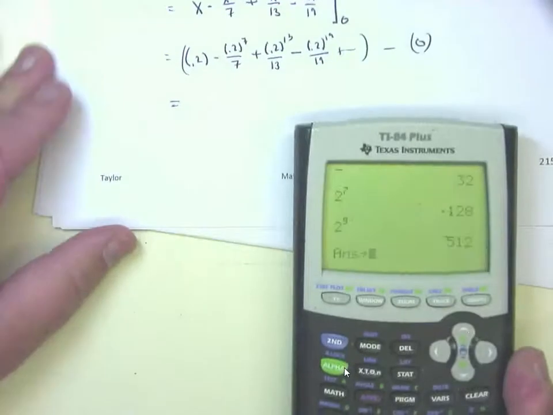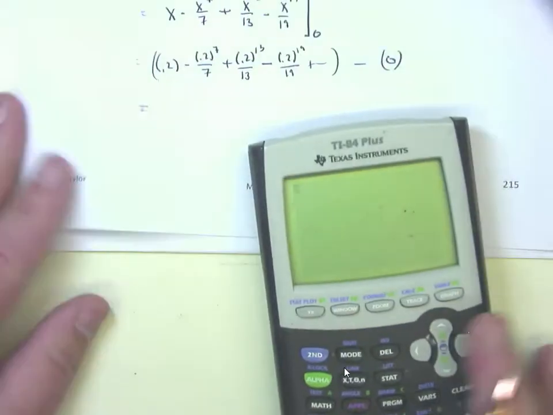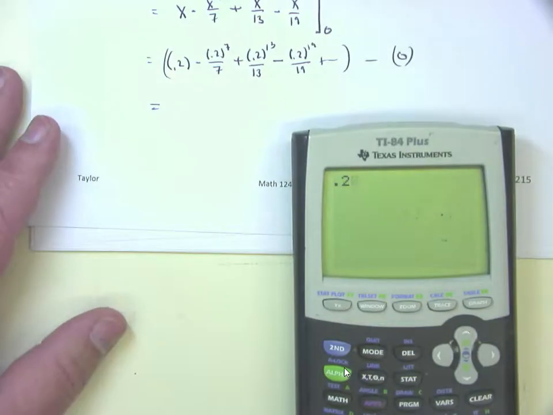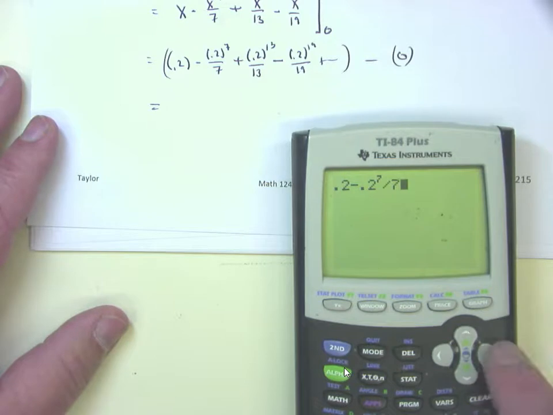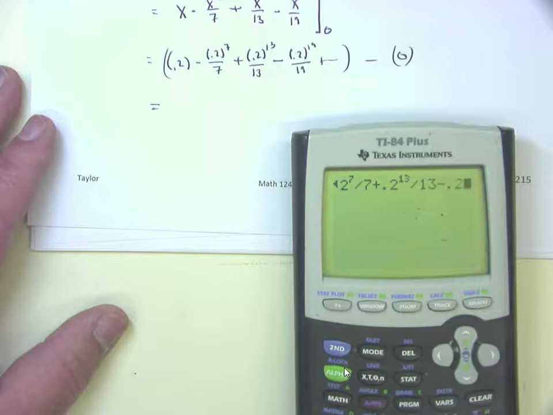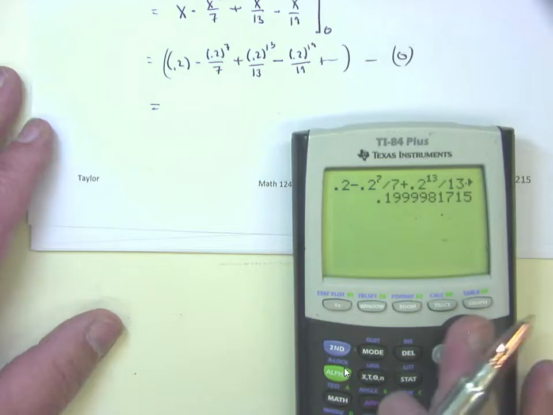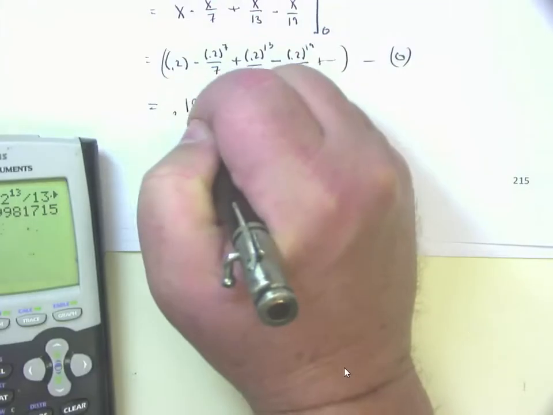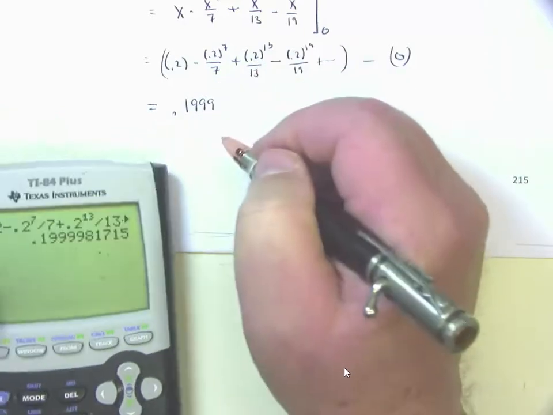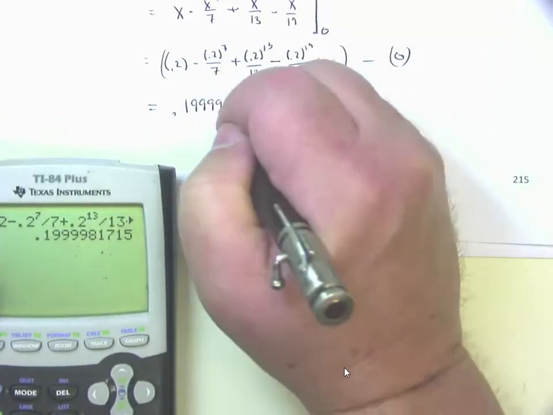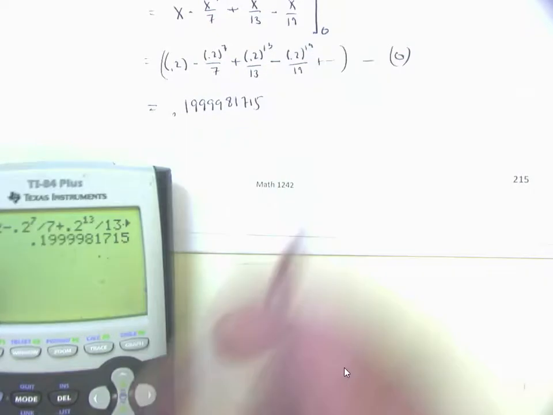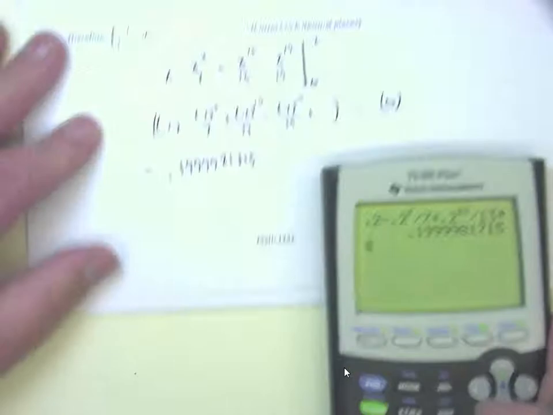So now, put it on a calculator, and I get 0.2 minus 0.2 to the 7th divided by 7 plus 0.2 to the 13th divided by 13 minus 0.2 to the 19th divided by 19. And I end up getting 0.199994981715. I want to make sure this thing's correct to 6 decimal places.